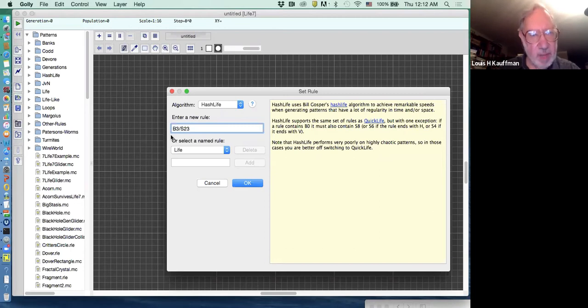And you are born if you become a white square on the lattice. Otherwise, a black square is a dead square. And you are born if you have exactly 3 neighbors that are white. You survive if you have 2 or 3 neighbors.